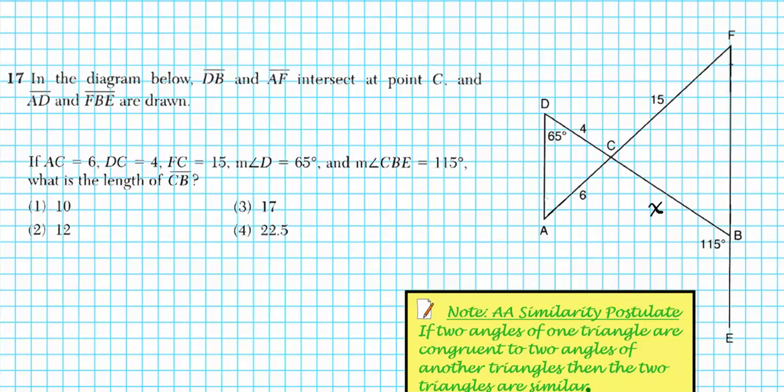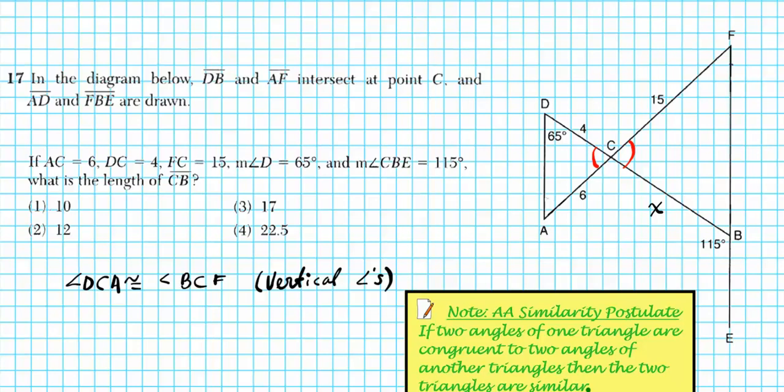Now let's take a look at triangle ADC and triangle FBC. We can clearly see that this angle right here, DCA, is congruent to BCF. Okay, so let's write that down. Angle DCA is congruent to angle BCF. How do we know that? They are vertical angles, okay? What do we know about vertical angles? Vertical angles are congruent.